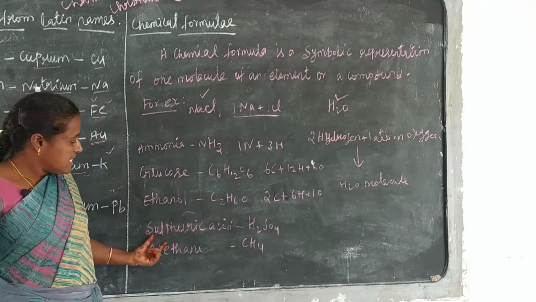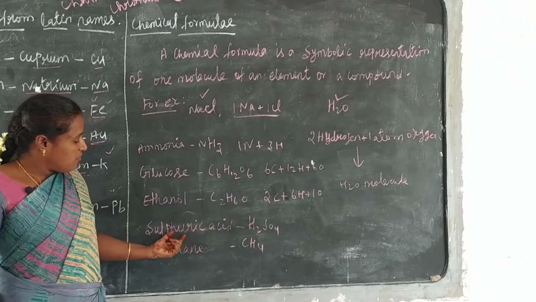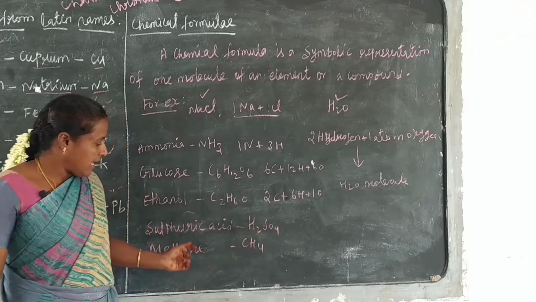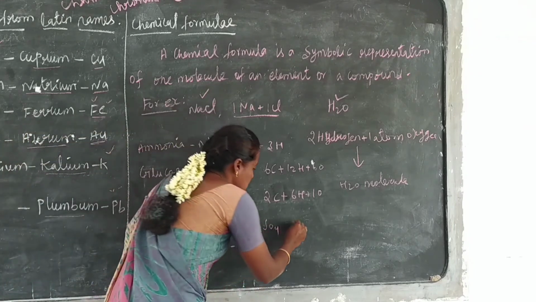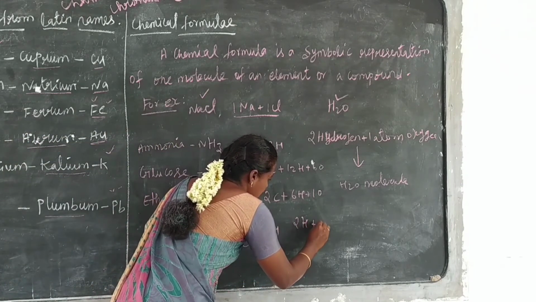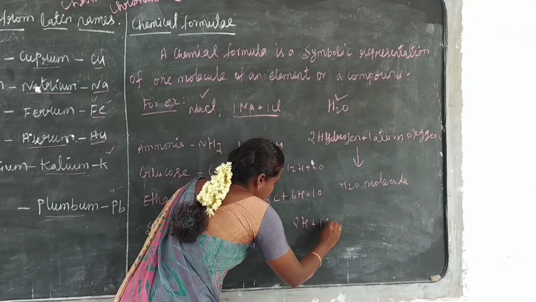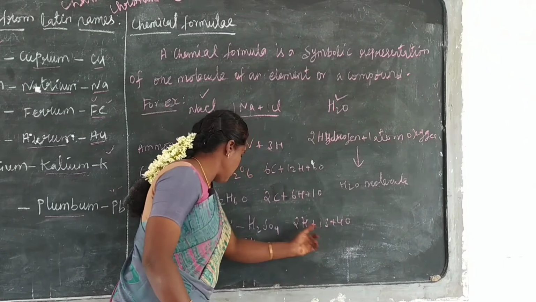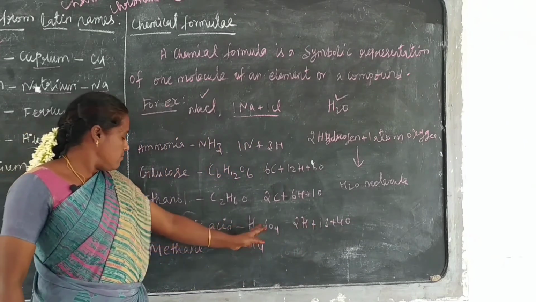Next one is sulfuric acid. The chemical formula for sulfuric acid is H2SO4. H2SO4 contains 2 hydrogen atoms, 1 sulfur atom, and 4 oxygen atoms, which combine to form a sulfuric acid molecule.